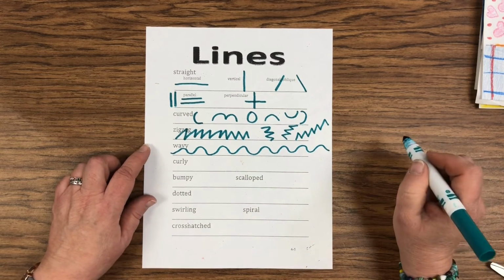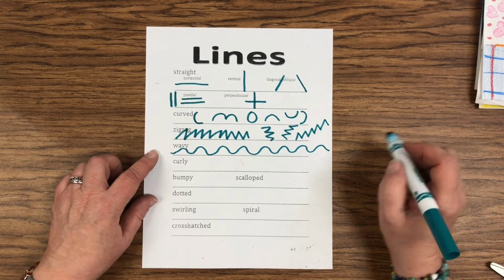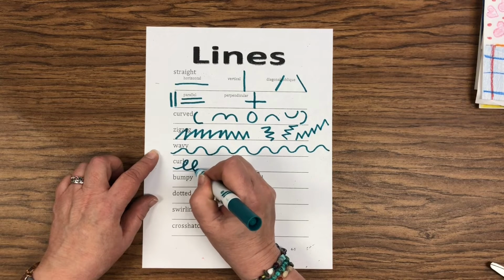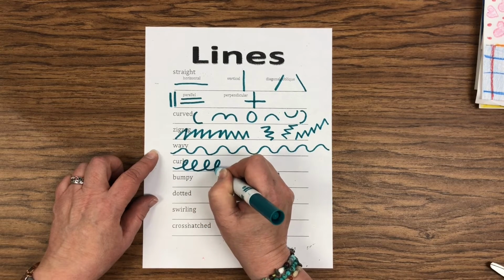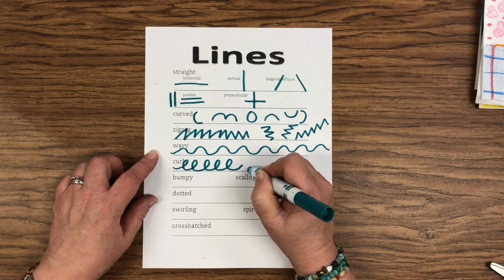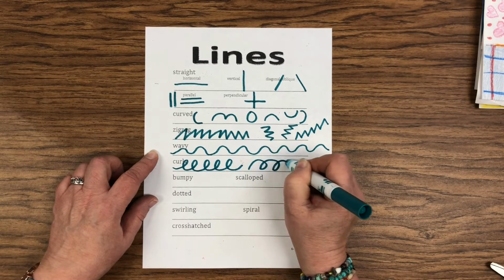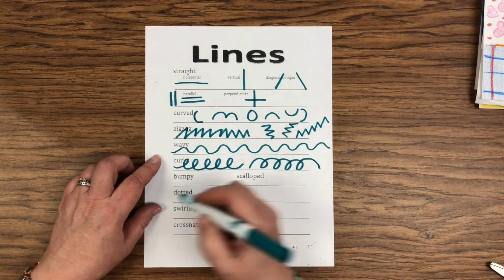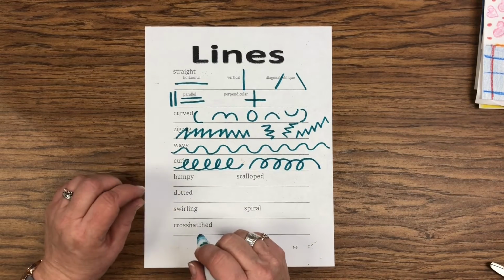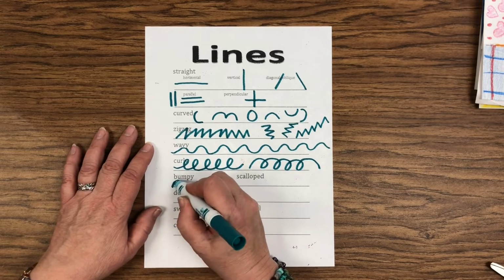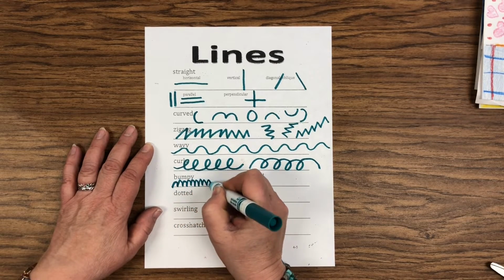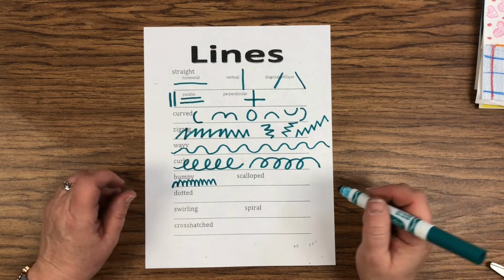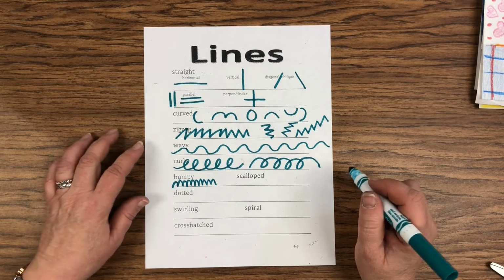I think wavy lines are very relaxing. Curly. Or I like to call these loop-de-loop lines. They remind me of the roller coasters at the amusement park. Bumpy. Bumpy's kind of like wavy, except the bumps are close together. Scalloped. Does anyone know what scalloped is? Scalloped is kind of like the edge of lace or something fancy.